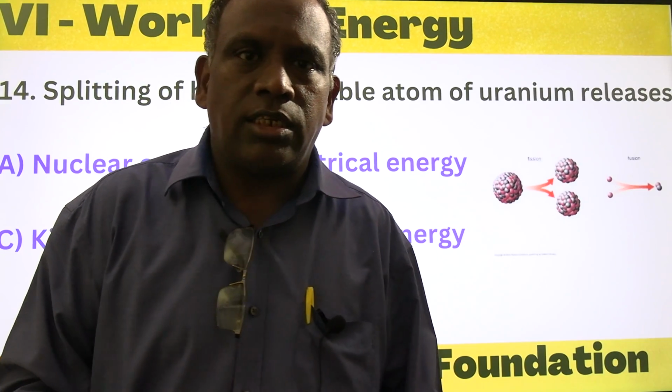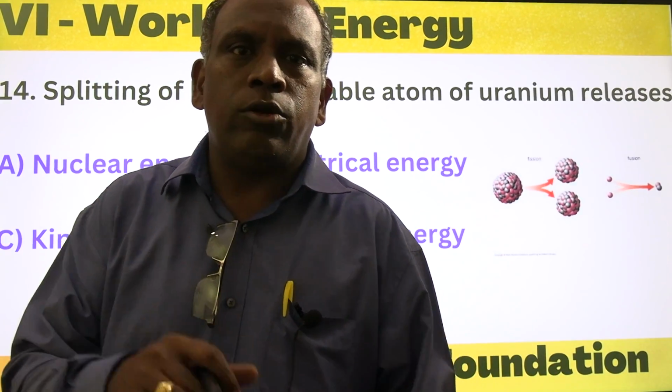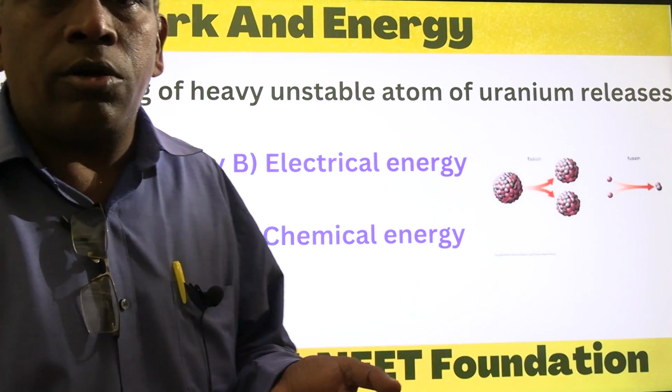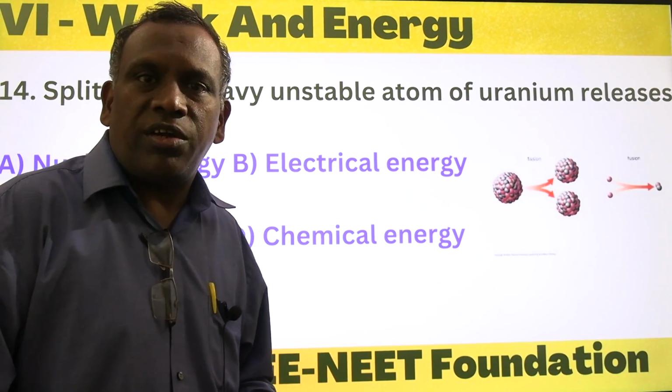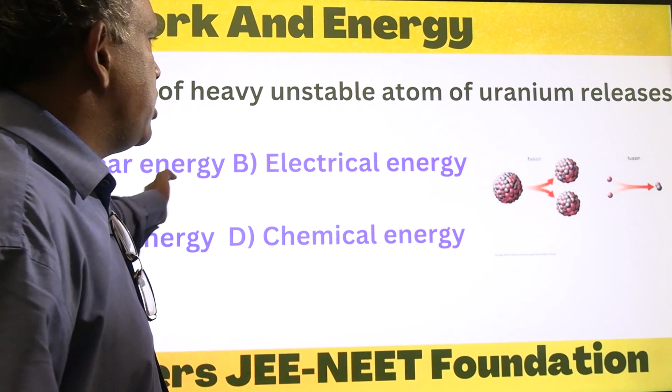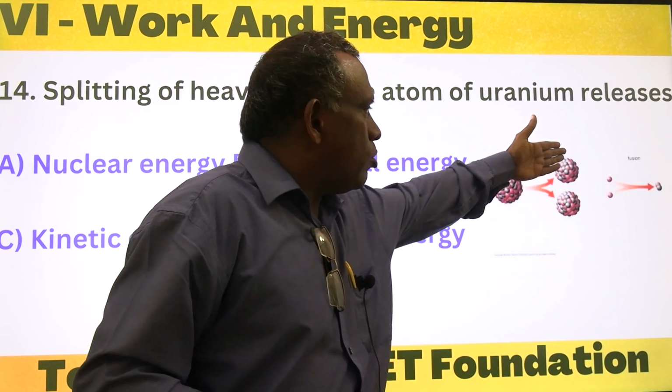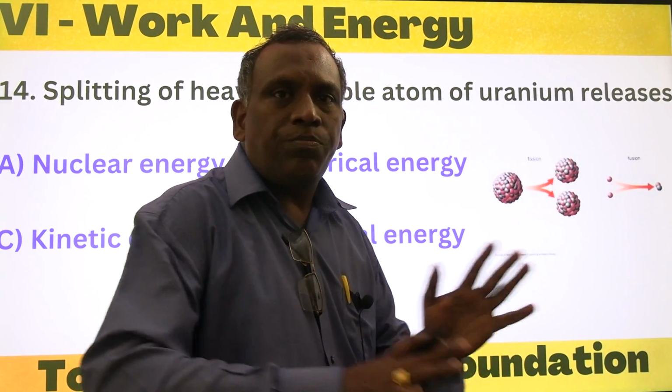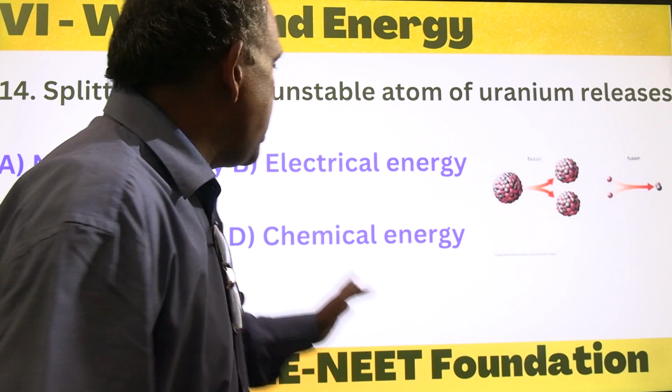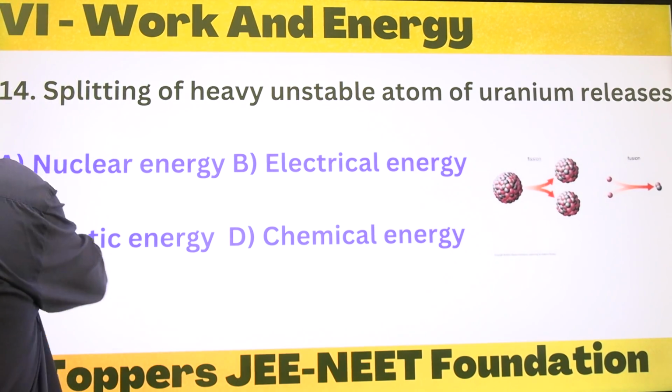I told you already. A heavy nucleus bombarded with a neutron splits into smaller nuclei and releases an enormous amount of energy. So that is nuclear energy. One big nucleus splits into two nuclei and releases huge energy. That is nuclear energy. Option A is the correct answer.